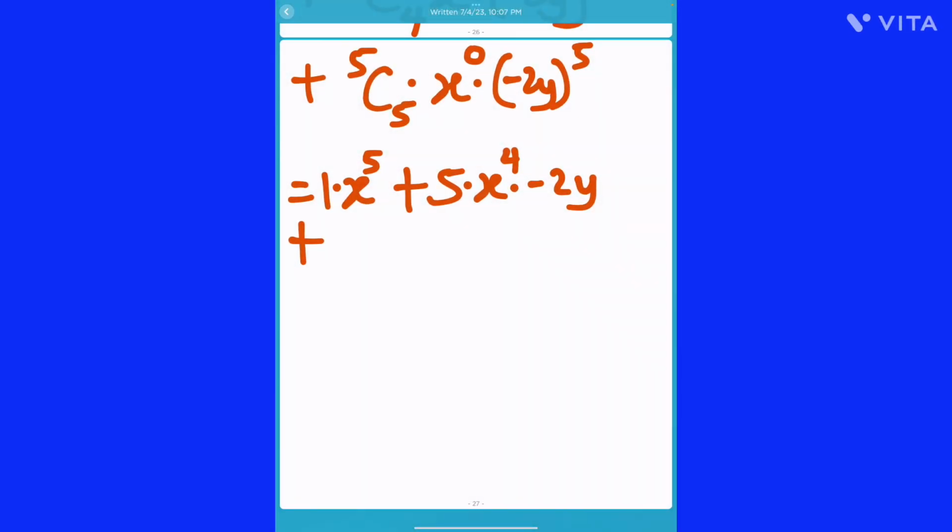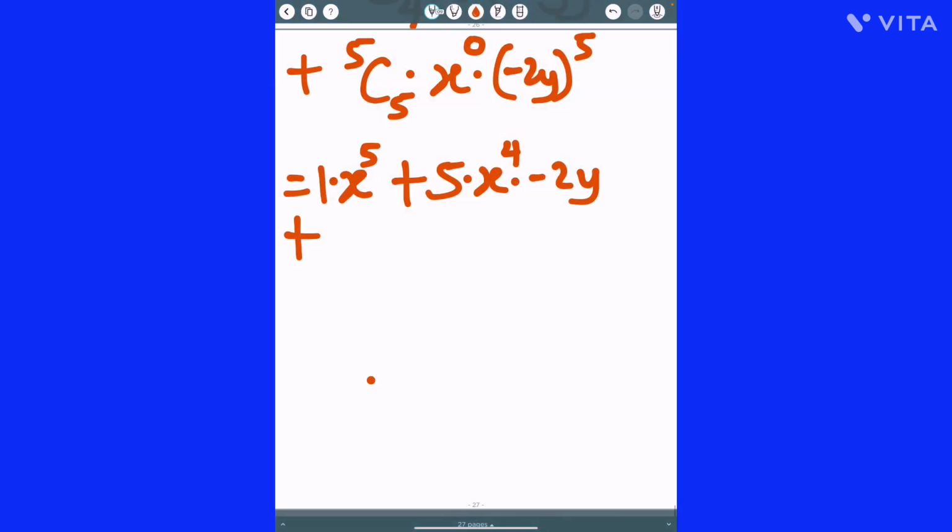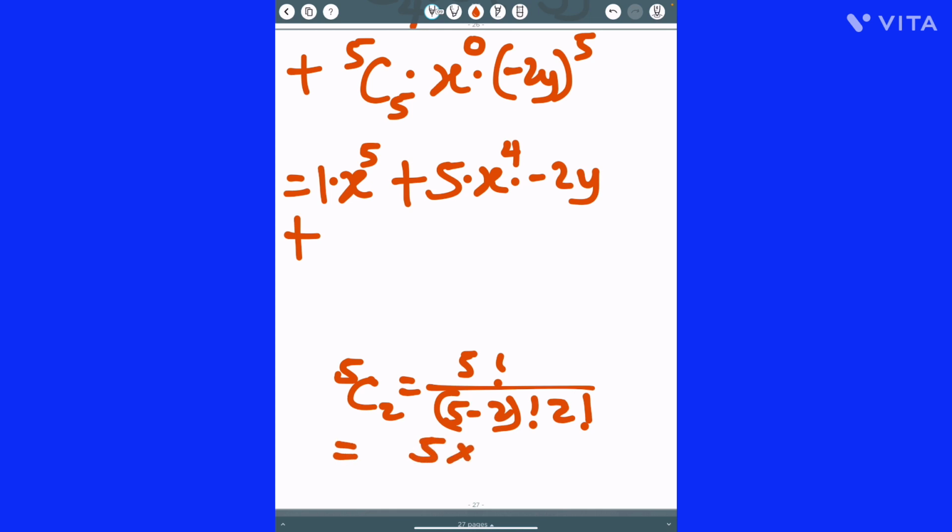5 combination 2. For my third term, the coefficient is 5 combination 2. That's 5 factorial over (5 − 2) factorial times 2 factorial. That's 5 times 4 times 3 factorial over 3 factorial times 2 factorial. This will cut this. 2 times 1, 2. 2 in 4, 2. 5 times 2 will give you 10.